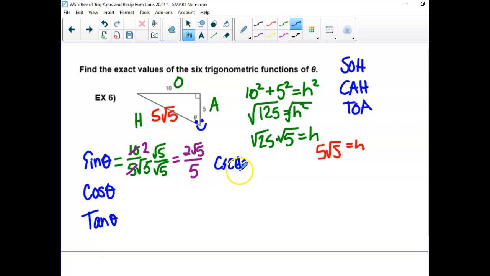What is the definition of cosecant? Instead of opposite over hypotenuse, it is hypotenuse over opposite. So it's easier to just write 5 square roots of 5 over 10. And what does that reduce to? Square root of 5 over 2.